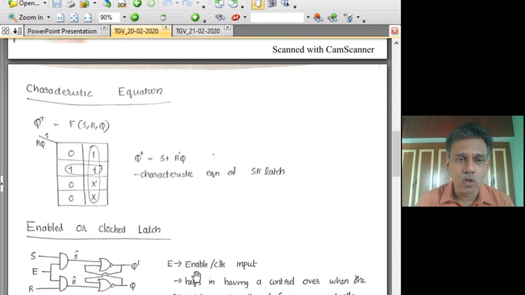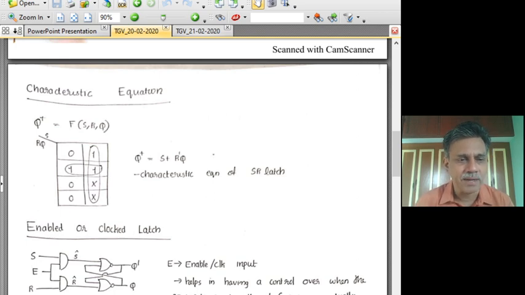Later we will also view this enable input to be the clock input. We can enable or disable with the help of a clock. So at this point we will call it an enable. Later we can use it as the clock input and then go about constructing a flip-flop out of this latch. So what is the use of this enable input and how do we construct it?